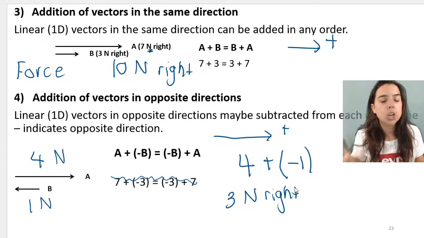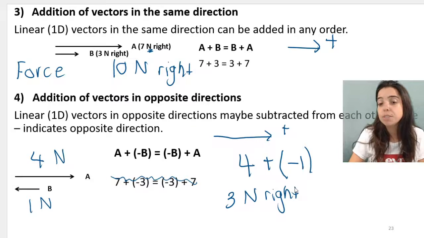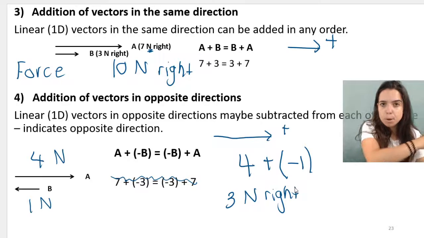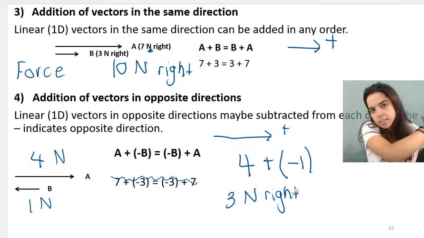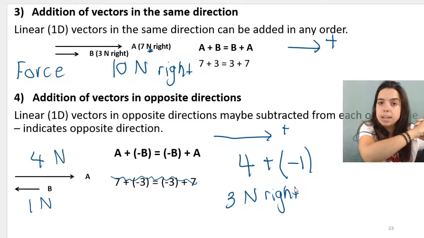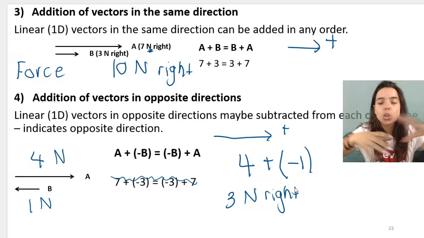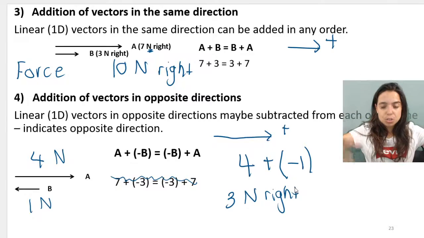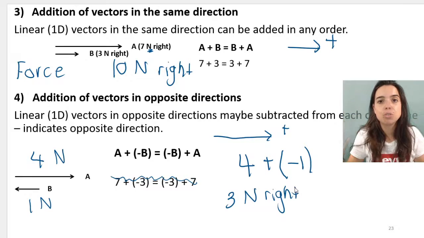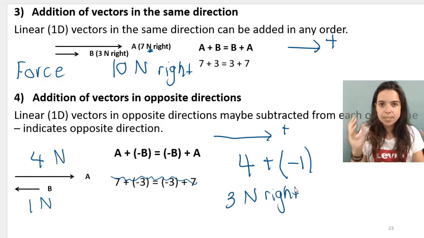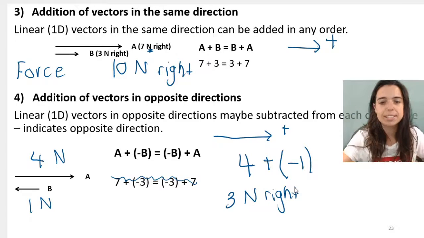You can think about this logically if you want to exclude the vector addition calculation for now. If I'm pushing with 4 newtons to the right, and my friend is pushing the same box at the same time with 1 newton to the left, overall, there's a resultant force of 3 newtons to the right. Because the 4 newtons and the 1 newton cancel out a little bit. I hope that makes sense.